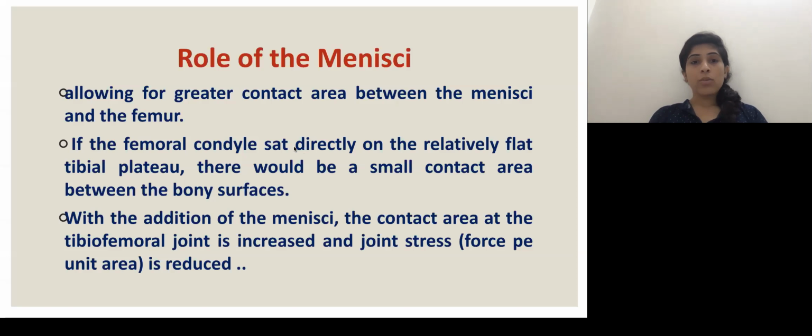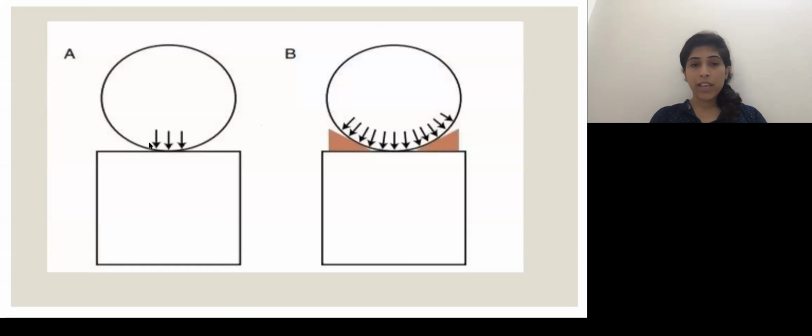Here in this diagram you can see there is no menisci, so the articulating surface is less, whereas this darker area indicates the menisci. This arrow indicates that the articulating contact area will increase.